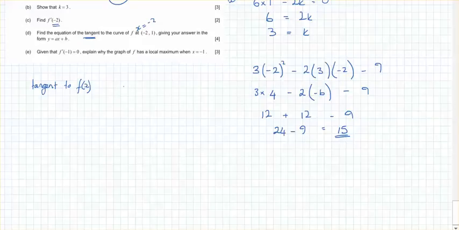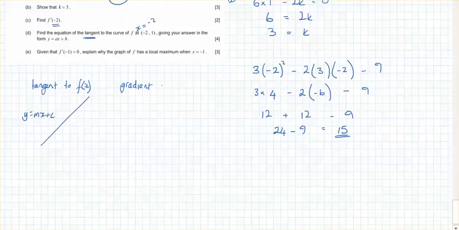No, that's a gradient. So we need to know the gradient is the same, yeah? So that's what we're looking for. So the gradient of f of x at minus 2 is the gradient of the tangent line. Because the tangent is y equals mx plus c. Alright?